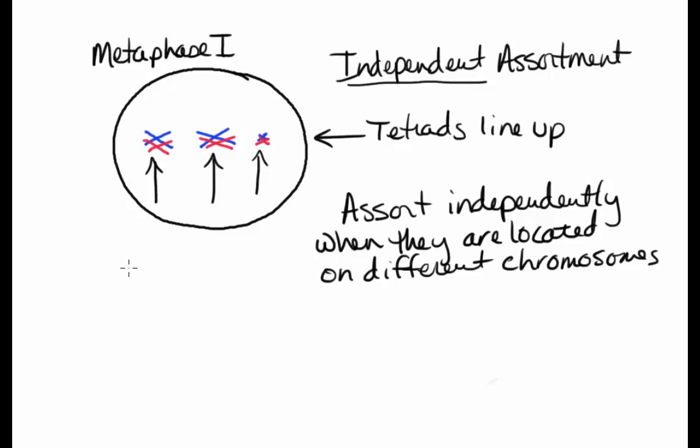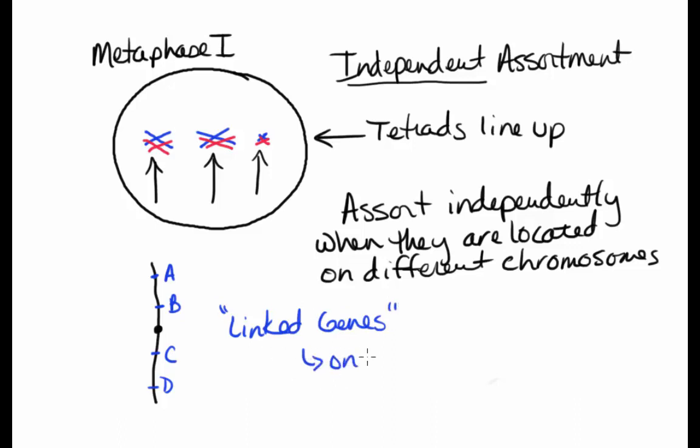So if we have genes that are located on the same chromosome, so if this is my chromosome and we wanted to track, say, gene A, gene B, gene C, gene D, all of these, since they're on the same chromosome, we will refer to them as linked genes. So that's the relationship they have with each other. And the reason we're calling them linked genes is because they are on the same piece of DNA.